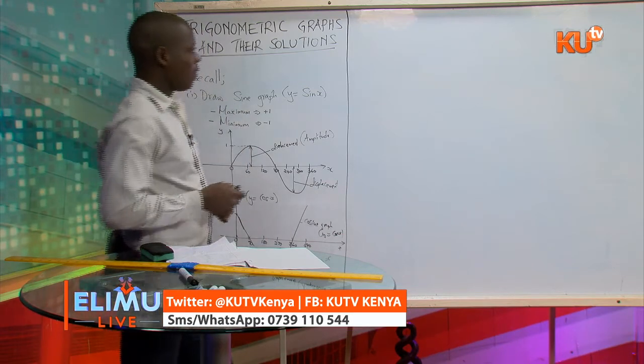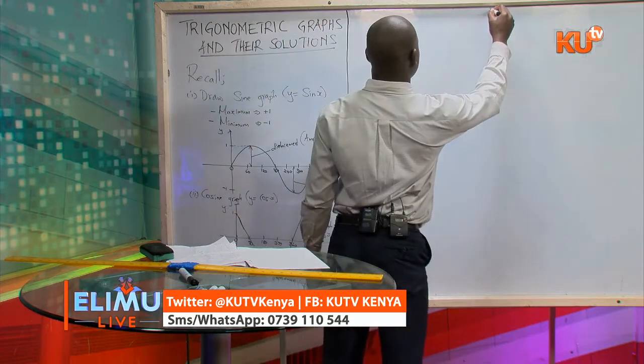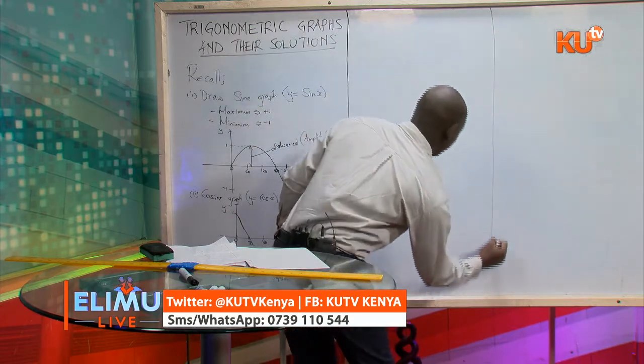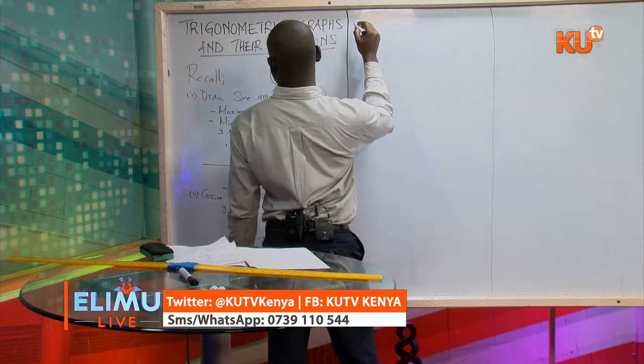Then we have the third kind of graphs, what we call the tan graph.